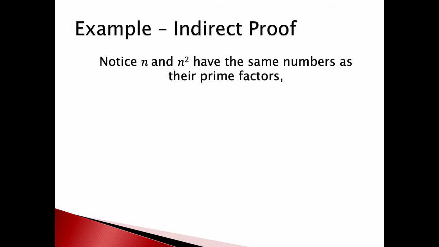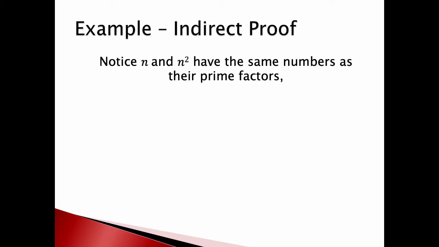Okay, now here's where it gets interesting. This is where maybe this indirect proof is a little harder than the direct proof we did earlier, but it does bring up something that will be important in a proof we're going to see later. I'll remind you when we get to that point that we talked about it here. n and n squared have to have the same numbers as their prime factors, right?